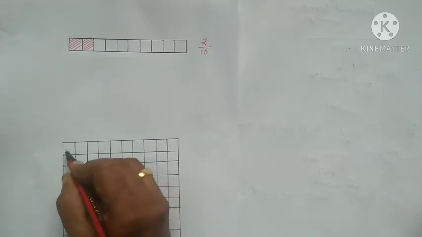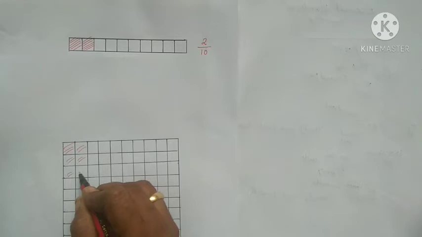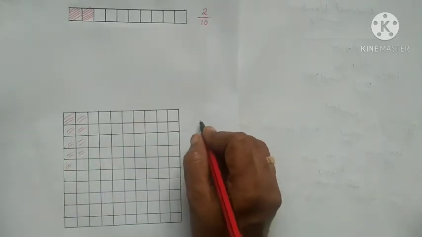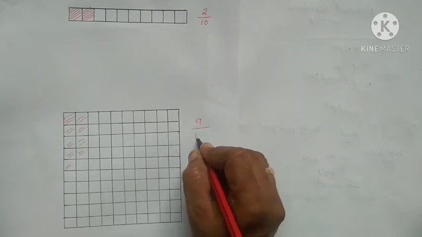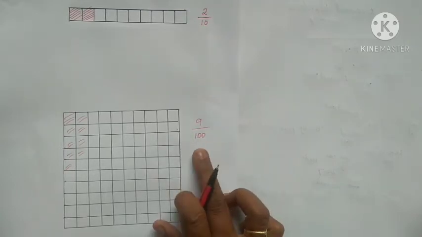And the next picture I can shade 9 pieces out of 100 pieces. This figure has 100 pieces. Understand? 100 pieces. So I can shade here only 9 pieces out of 100. So this is the fraction of this number.